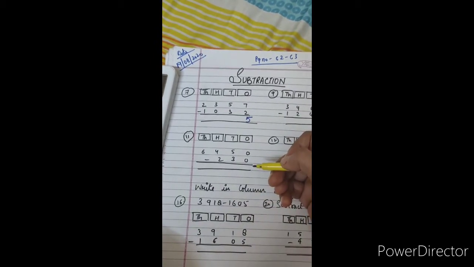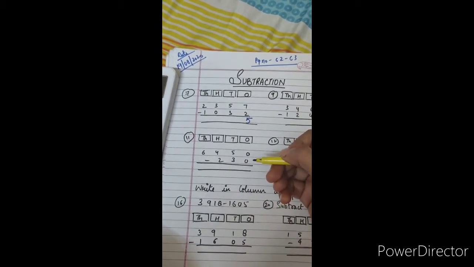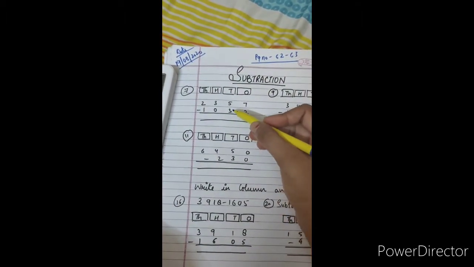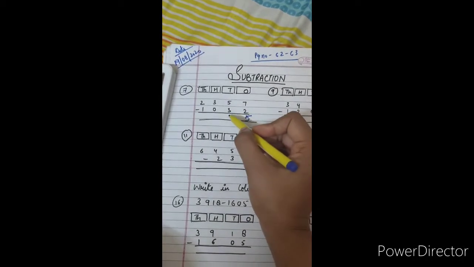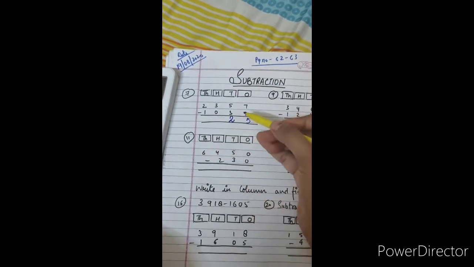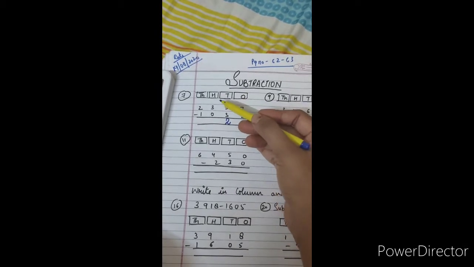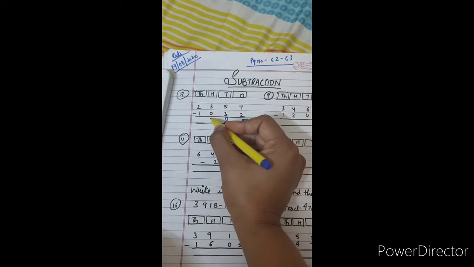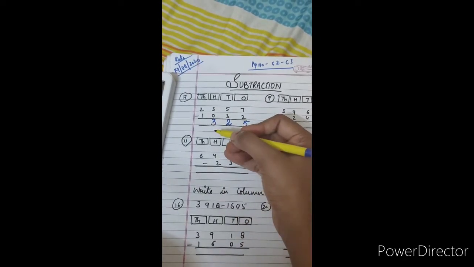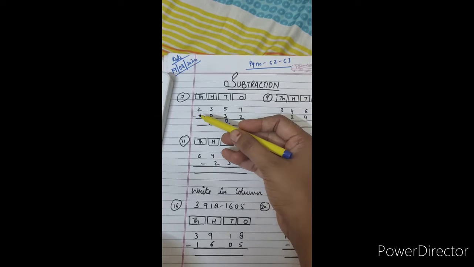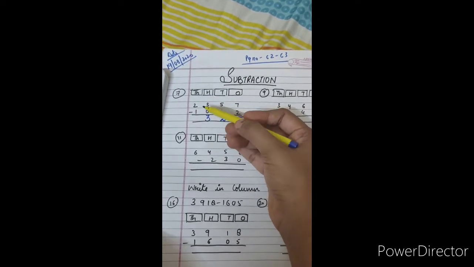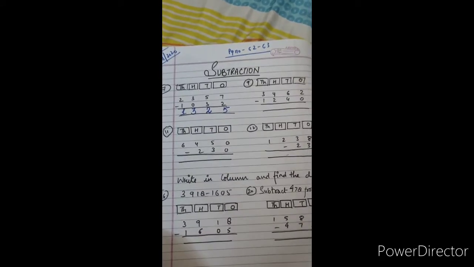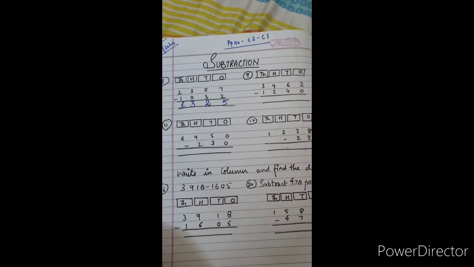And now subtracting tens. We want to subtract 3 from 5. So 5 minus 3 is 2. Now subtracting hundreds. We want to subtract 0 from 3. So 3 minus 0 is 3. And now subtracting thousands. We want to subtract 1 from 2. So 2 minus 1 is 1. Right? Now see question number 9.